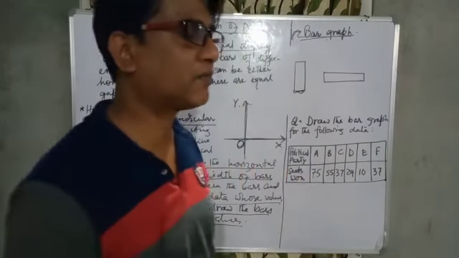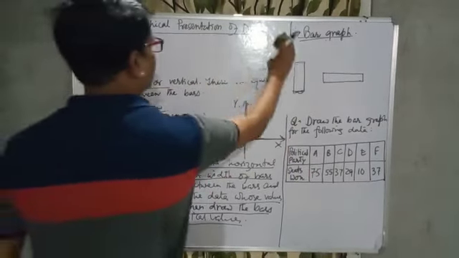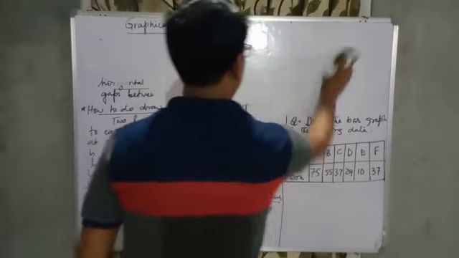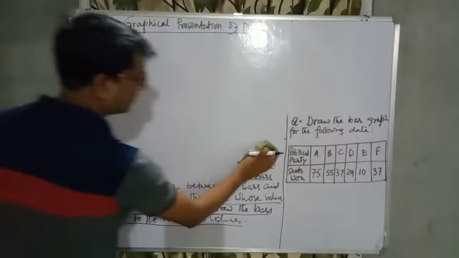Let us see one example, then it will be clear how to draw the bar graph. So one example we are taking. What is the example?